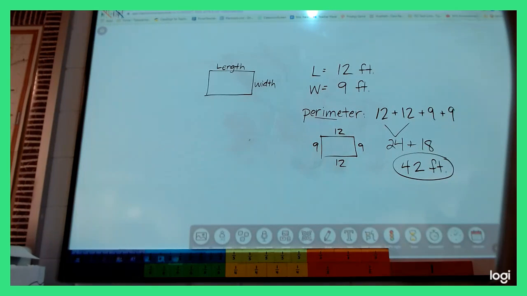I'm seeing lots of excellent answers here in class. Madeline? Oh wait, never mind. I already Okay, good. If you got 42 feet, you've done it correctly. If you didn't get 42 feet, take a look. You probably just made a silly mistake with your addition. That's usually what it is.